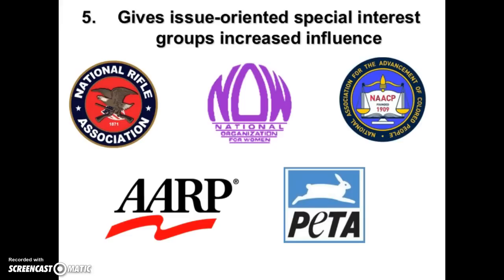So what these PACs do is they give issue-oriented special interest groups an increased influence. Here are some special interest groups that are mostly well known. We have the NRA, we have the National Organization for Women, we have AARP, the Association of Retired Persons. These are groups of people that have a common interest. As you might assume, if you join the National Rifle Association, you believe in your gun ownership rights. Believe in the National Organization for Women, you want more women's rights and more women's equality.